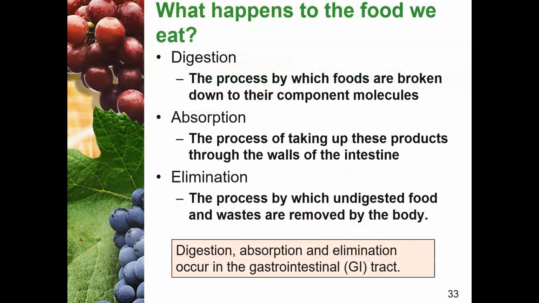So now that we know something about the structure of the carbohydrates, we can figure out what happens to the food that we eat when we digest them. So remember, we learned in Chapter 3 that we have digestion, absorption, and elimination. They all occur in the gastrointestinal tract. Digestion is the process by which the food molecules are broken down to their components. Absorption means these products are taken up through the cells that line the small intestine. And elimination is the process by which undigested food and wastes are removed from the body.